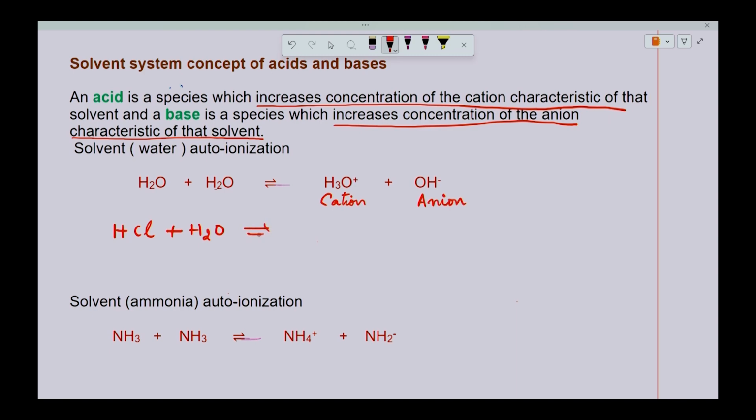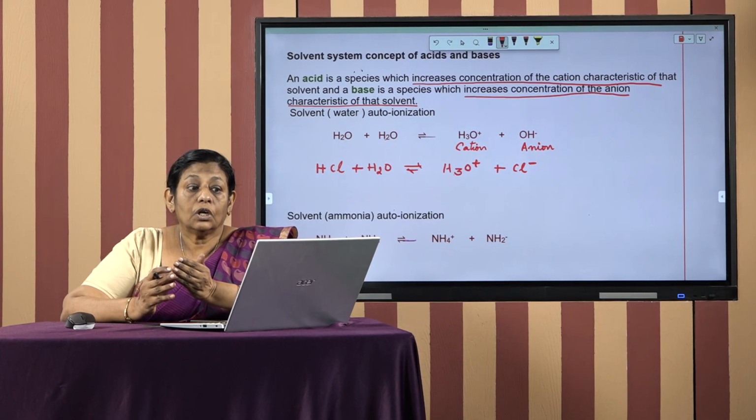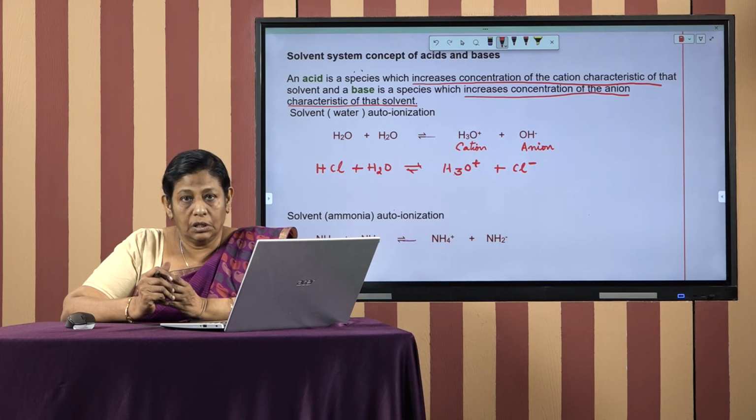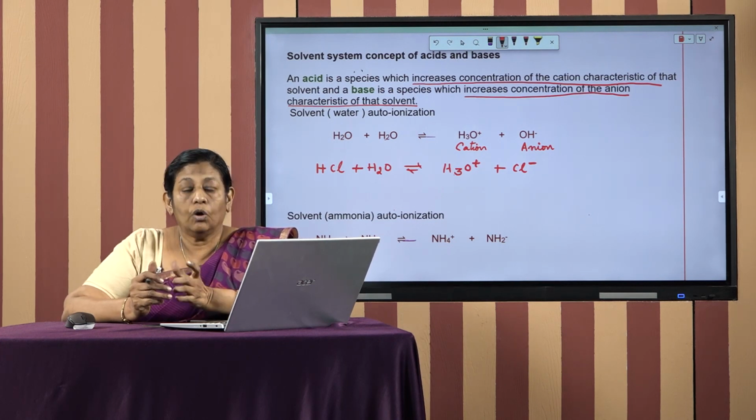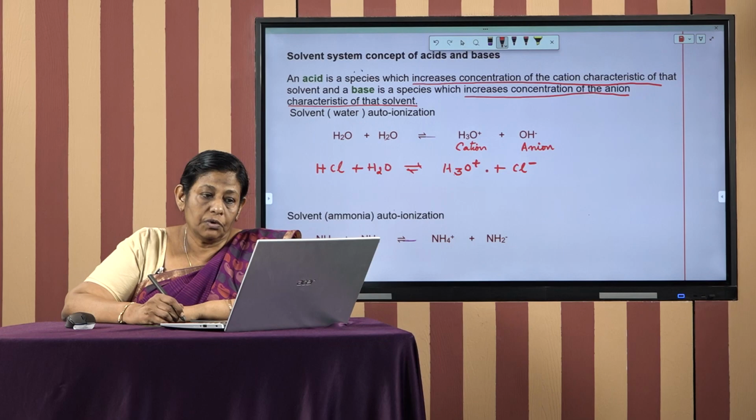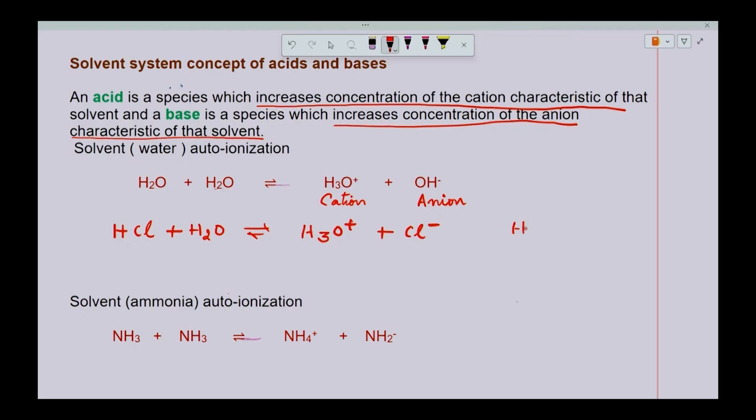Okay. What will happen? H plus ions will be taken up by water. You have H3O plus ion formed, plus Cl minus. Now, when HCl is added, the concentration of H3O plus increases, because the H plus ion from HCl protonates the water molecule and converts it into more H3O plus. So, the concentration of cation is increasing, that is, the H3O plus ion. This is the cation of the solvent. This increases, which means HCl is an acid.